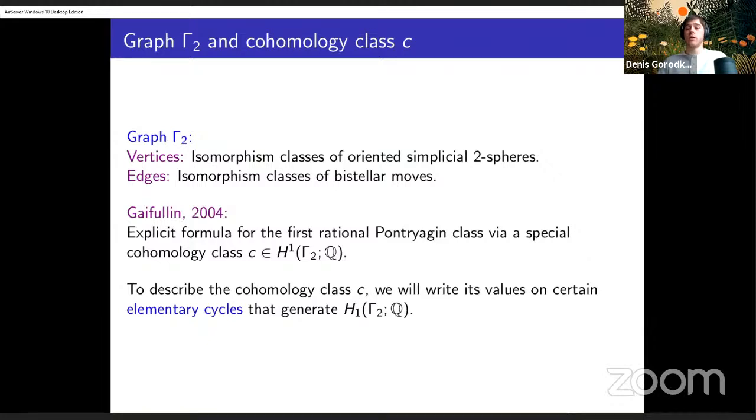The formula of Professor Gaifulin is based on writing down an explicit cocycle, sorry, an explicit cohomology class on this graph, which is just a function on all of the cycles of this graph. And we'll have to explicitly define it, which is more or less easy to do on some elementary cycles in the graph gamma 2. And those cycles will be generating the space of all the cycles on the gamma 2 graph. So, okay, now we're getting completely explicit.